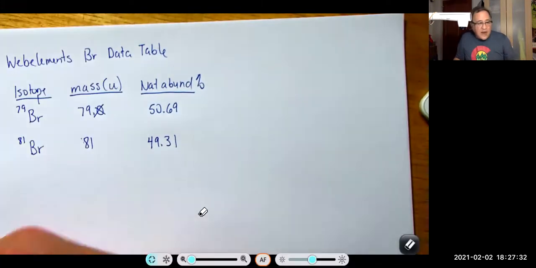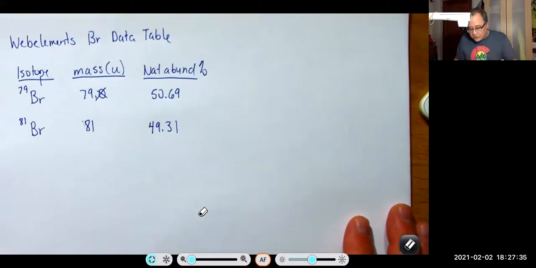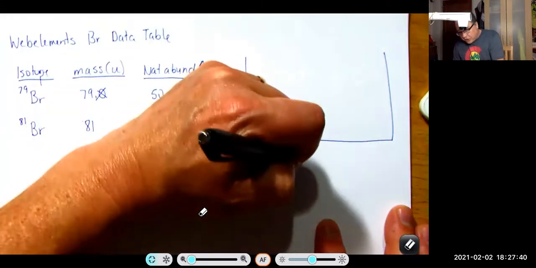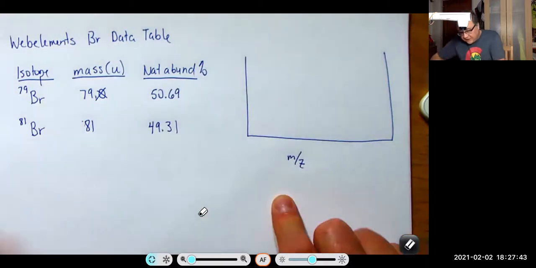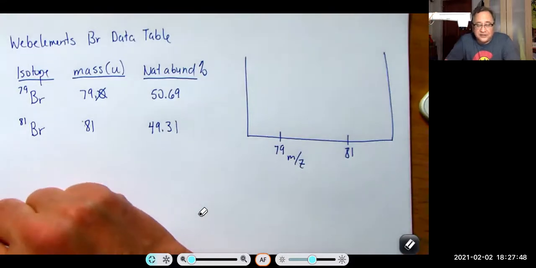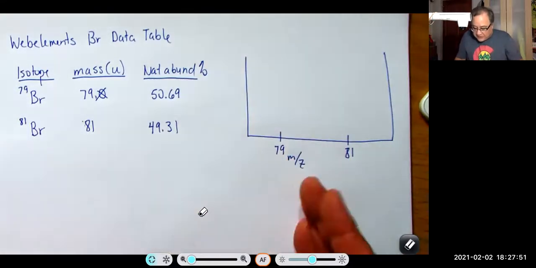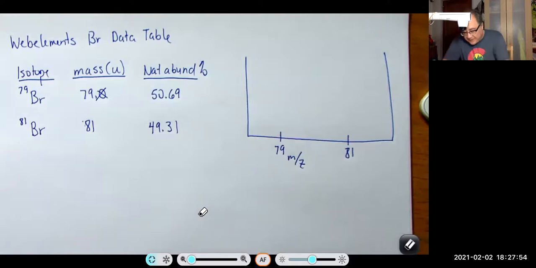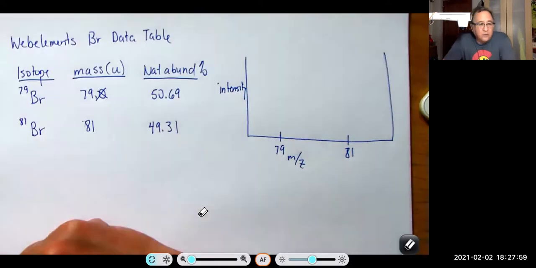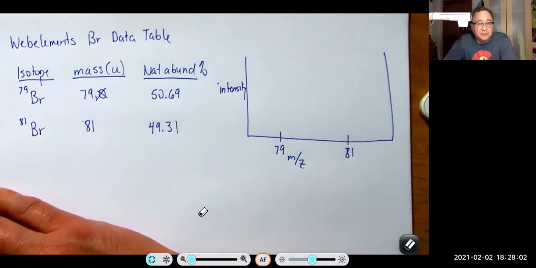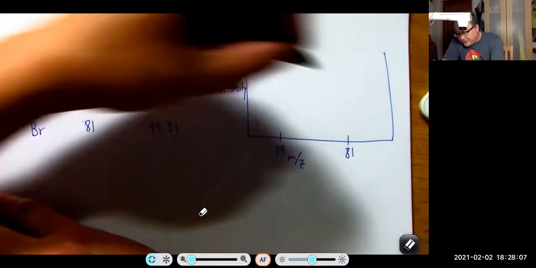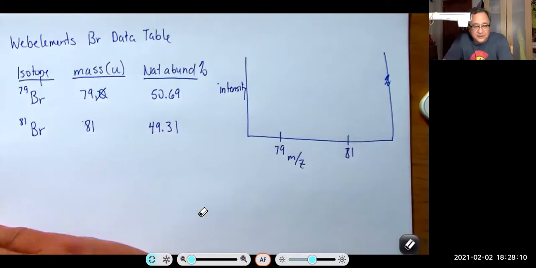And then you want to draw the graph. In this case, we don't need to draw a really big graph. So I'm just going to do this. This is the mass to charge ratio. This is 79. This is 81. You'll notice that our x-axis does not start at 0, because if it did, from 0 to 79 would be empty. This we're going to call intensity. On Web Elements, they call it the relative intensity percent. We're just going to call it intensity. And this is the natural abundance in percent.